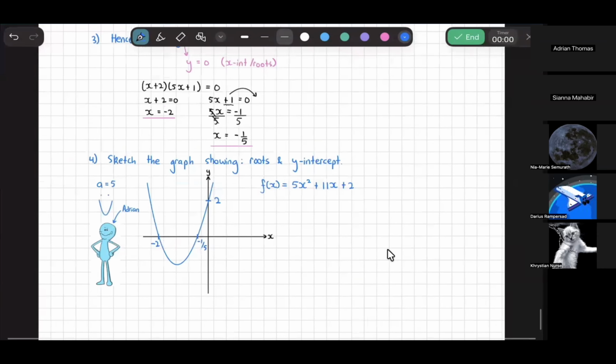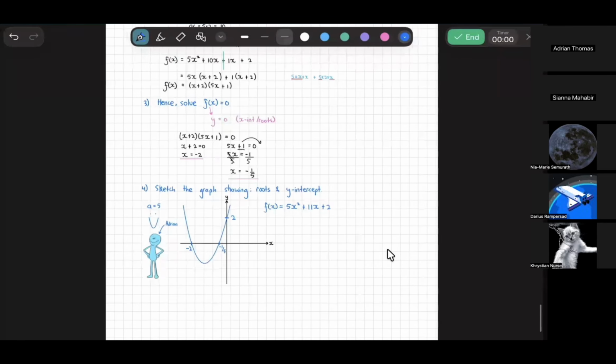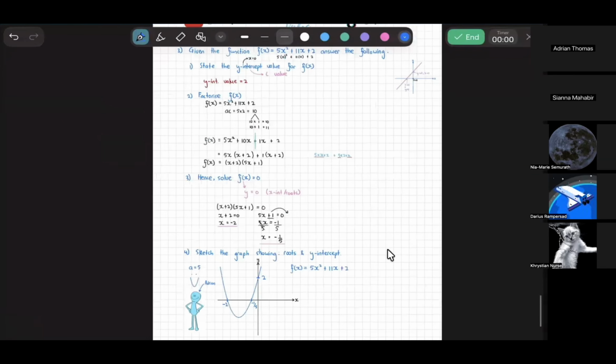So after today's class, you should be able to factorize any quadratic. You should be able to solve the quadratic when it's equal to 0, so you should be able to figure out the x-intercepts. You should be able to figure out the y-intercept and sketch it. So after today, you should be able to answer most quadratic questions in the CXC exam.